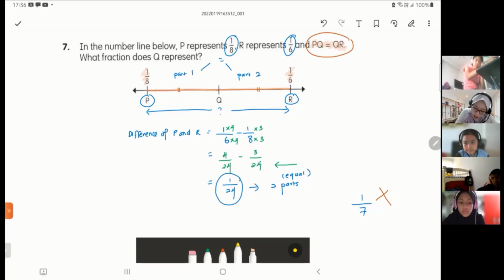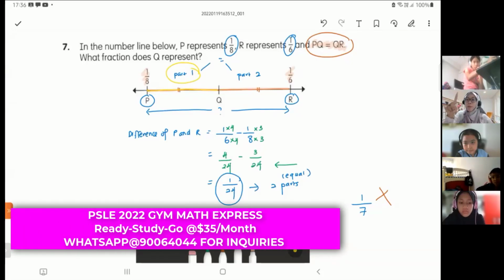Q comes in after P, just 1 part to go to Q. From P to Q is just 1 part. So I just find 1 part, not the 2 parts. I'm given 2 parts now. Now I just find 1 part. So to find 1 part, what do I do?